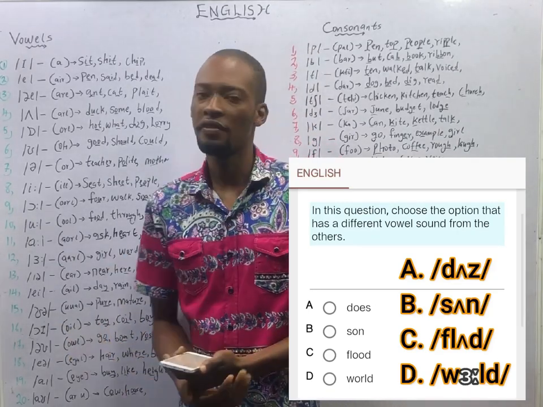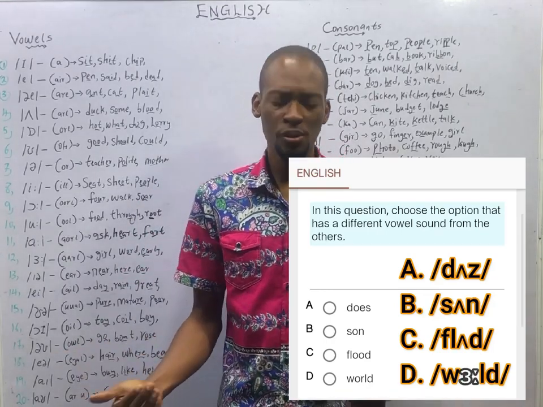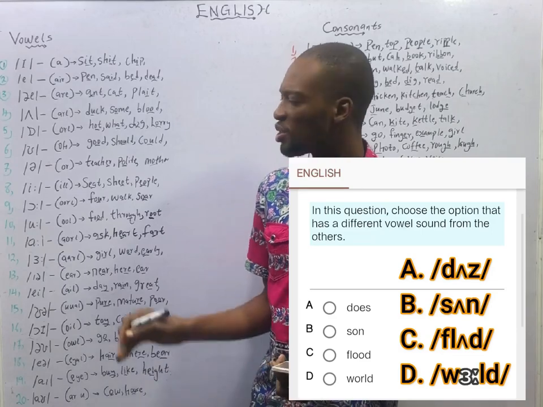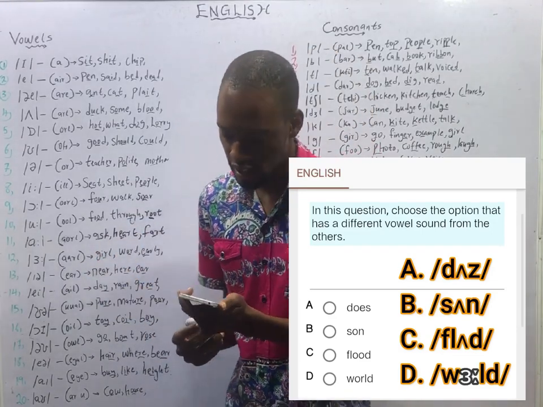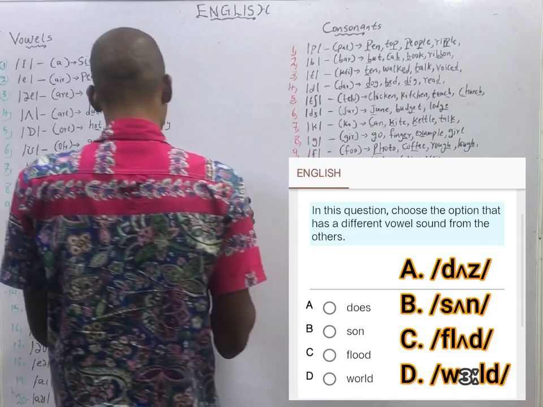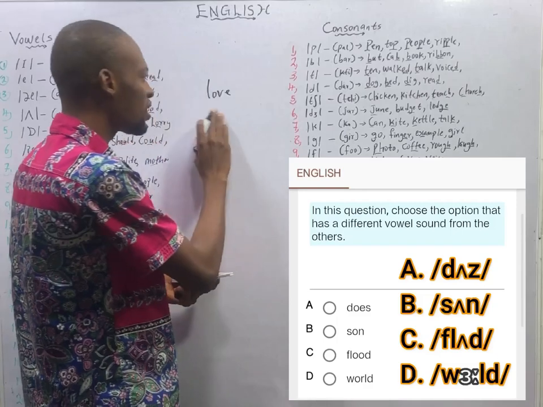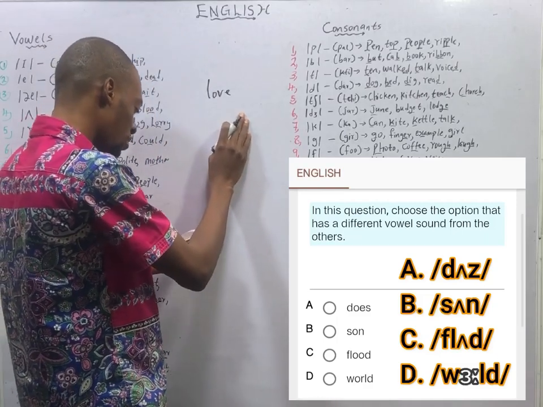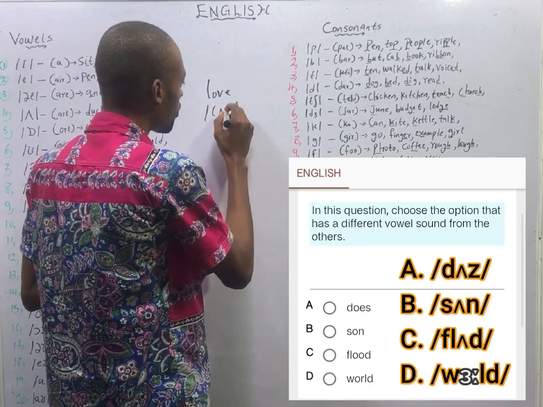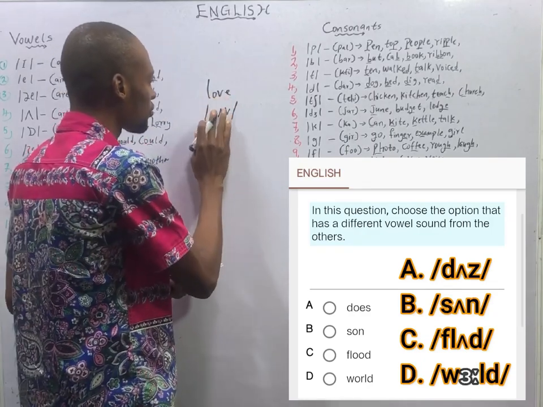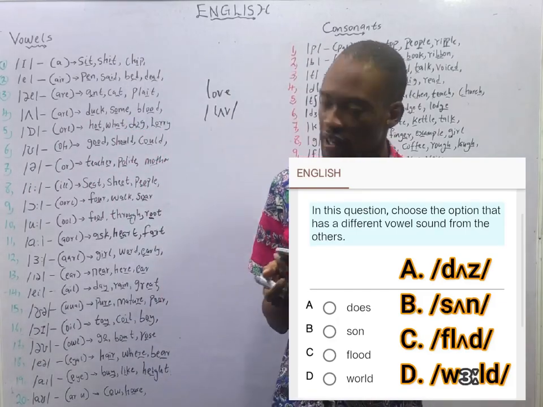To be good at vowels, you need to learn transcription. Transcription, or to transcribe, is changing the letters to sound. Look at something like this. Let's say love. This is the letter. But in terms of sound, it is like this. That is the transcribed form of love.